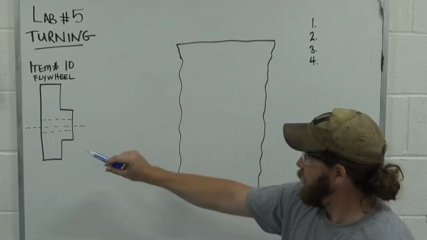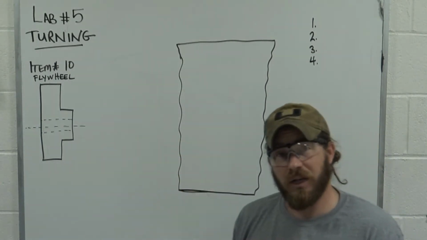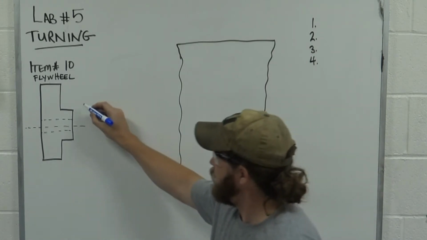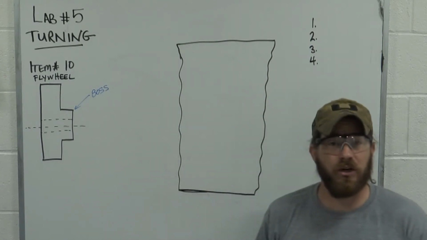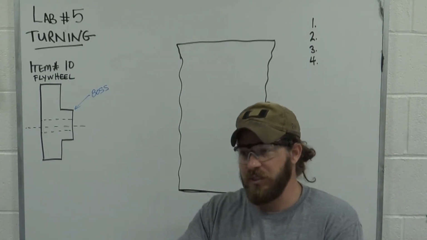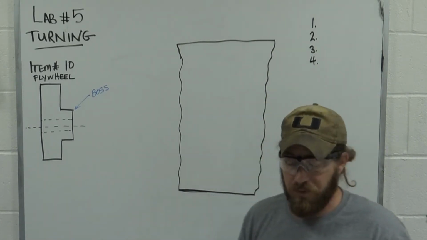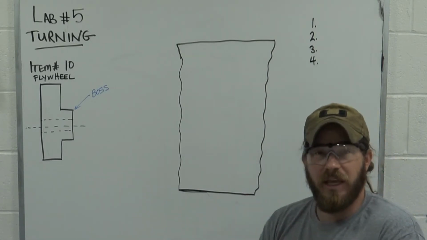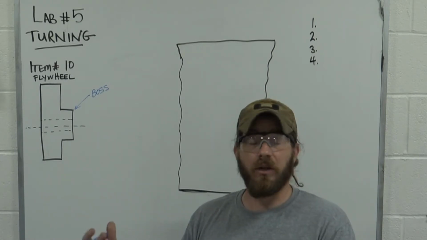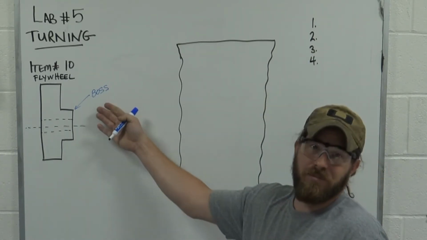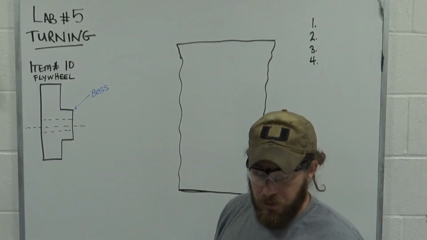Let me use a pointer. This part right here, this little reduced portion, is called a boss, B-O-S-S. If you hear me use that term, that's what I'm referring to. It's any feature that extends up and away from the main surface. Otherwise, if it was down into the surface, it would be called a pocket, but we're not going to be dealing with any pockets. So if you hear me say boss, this is the portion I'm talking about.